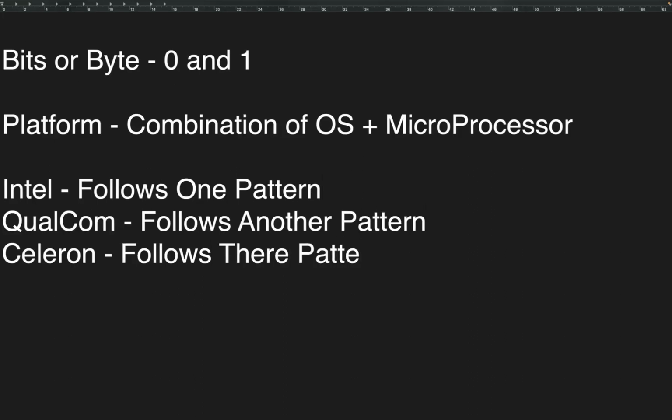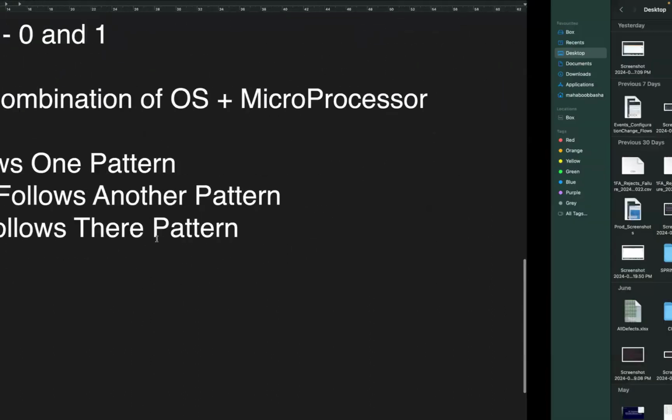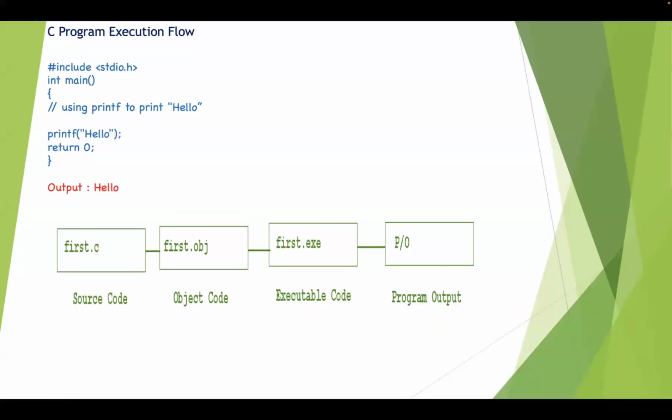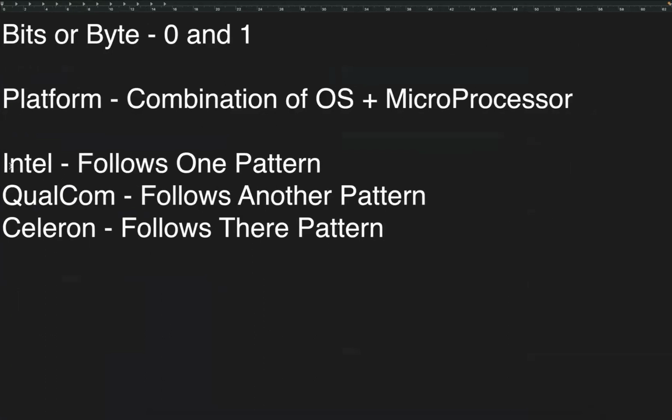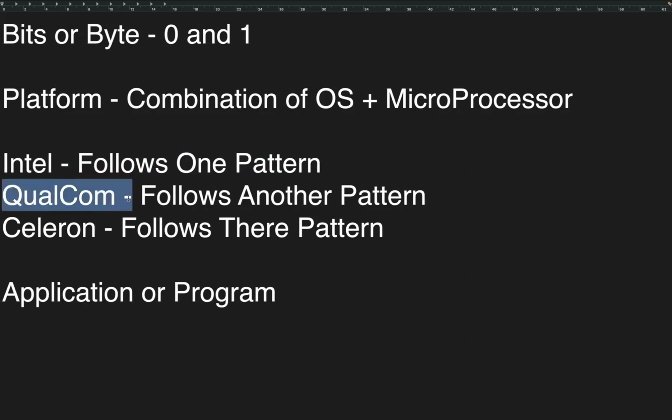Okay, so now what we have done here is we have executed one program while we are just discussing this flow. Okay, program output. Let us say we have developed a C or C++ program. If I take the same program or application that I have developed on an Intel processor, and now I use it on a configuration of Qualcomm, it will not work. It will give an error.